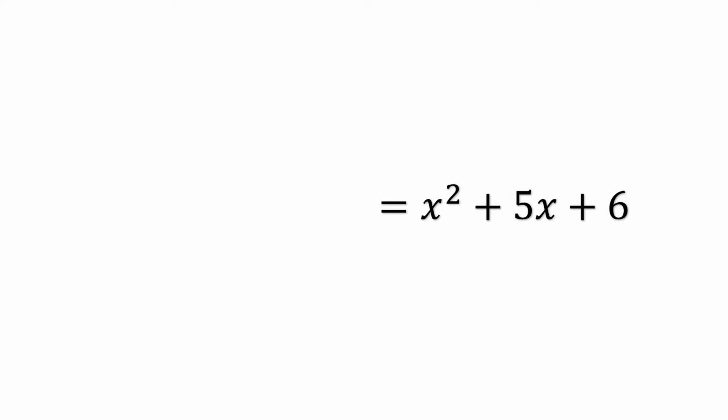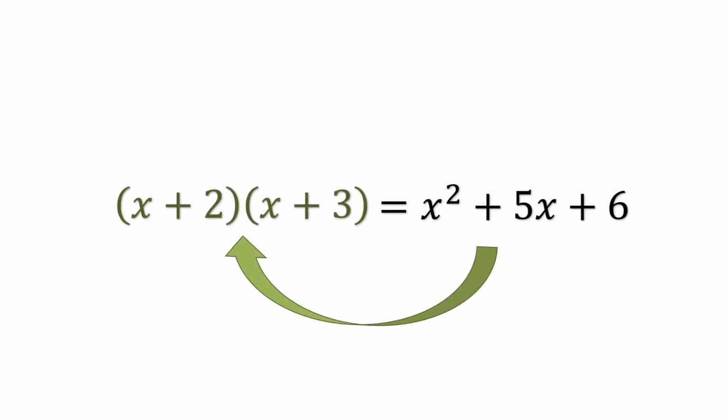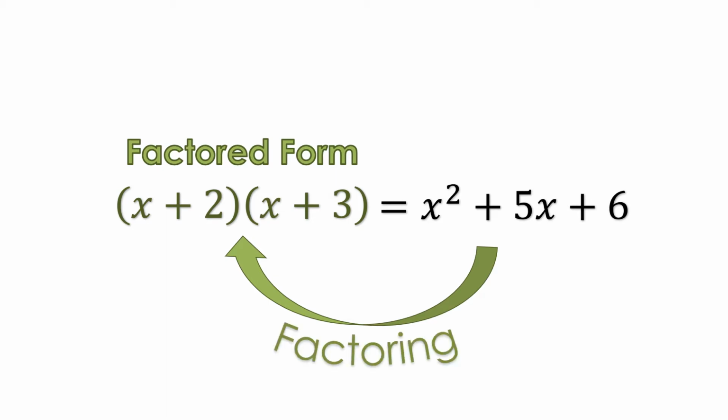The reverse process, if we start with x squared plus 5x plus 6, and we go back to the expression that is the quantity of x plus 2 times the quantity of x plus 3, so we go back to factored form from our standard form, this process is called factoring.